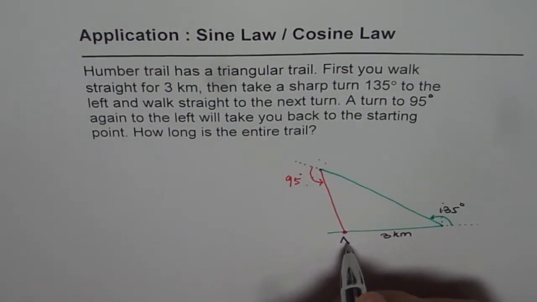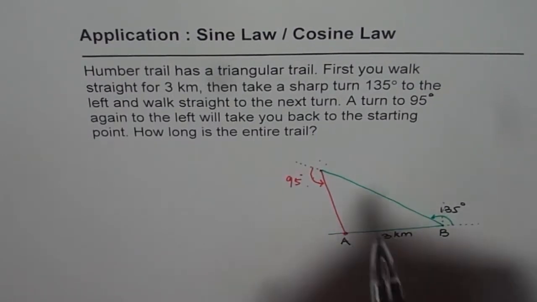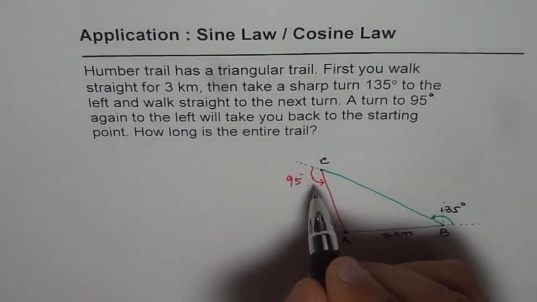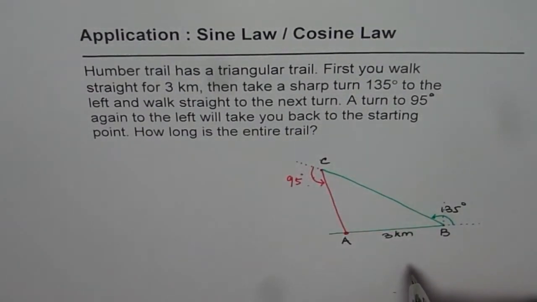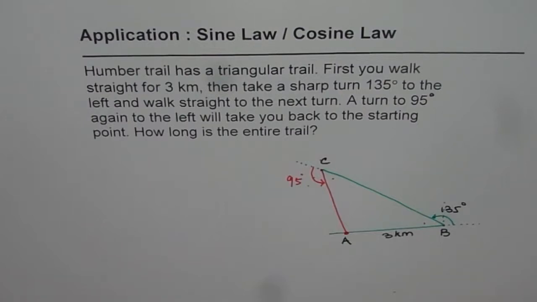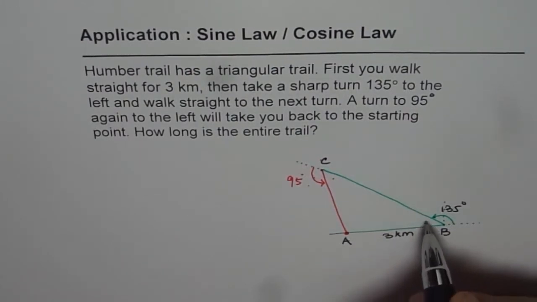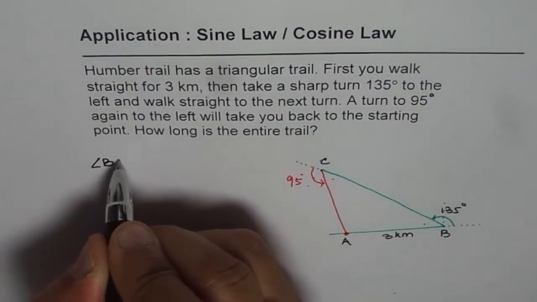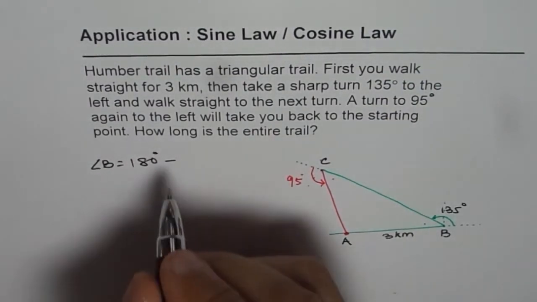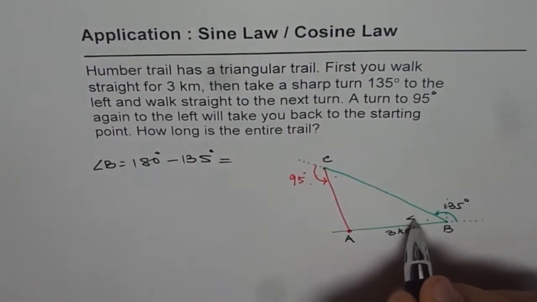So let's say the starting point is A, then we took a turn at B. This is a sharp 135 degrees turn, and then from point C we take another turn which is 95 degrees. Correct. So we get a triangle whose one side is given to us and two angles are given to us, and we need to find the length of the whole trail. So let's figure out all the angles first. Angle B is equal to 180 degrees minus 135, which is 45 degrees for us.